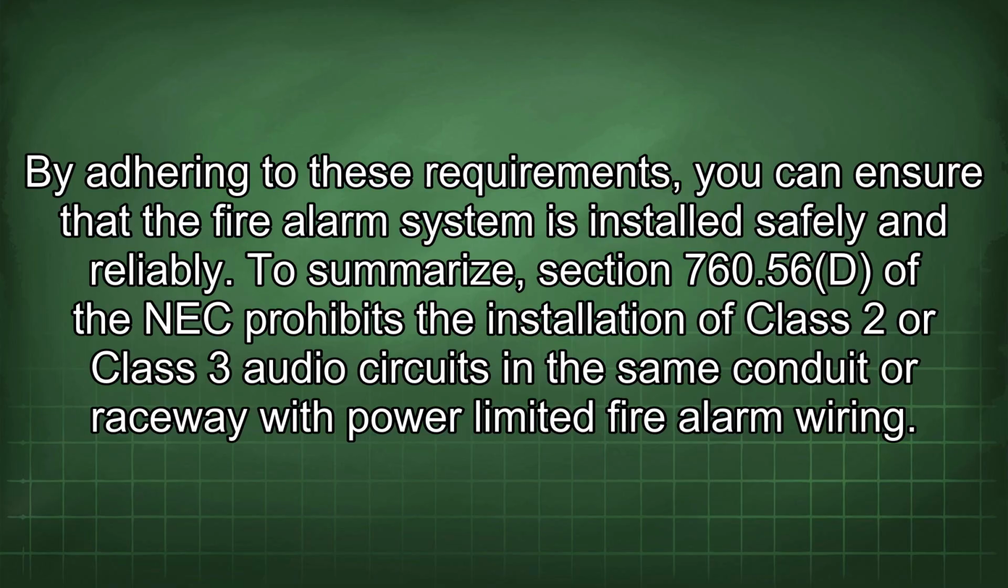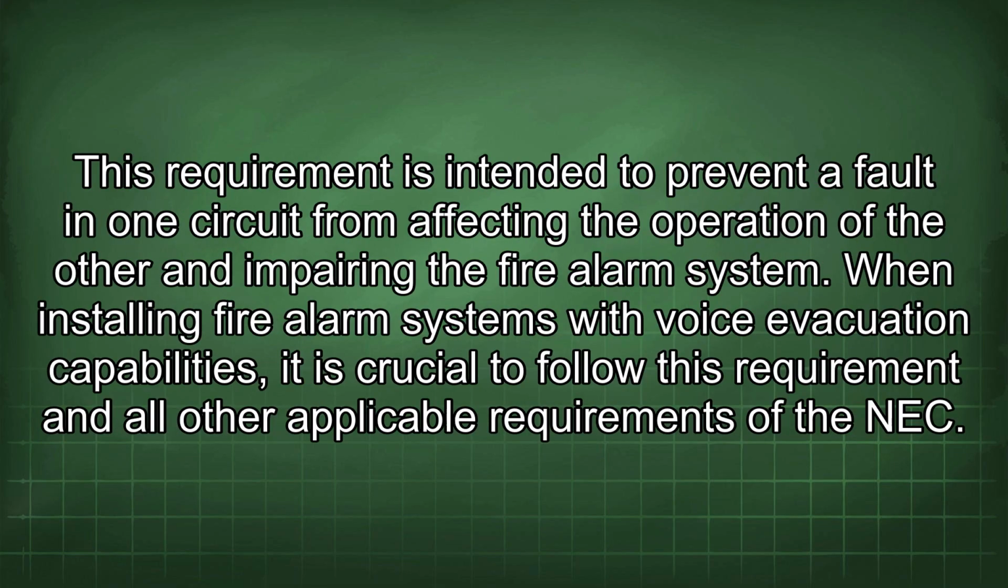To summarize, Section 760.56(D) of the NEC prohibits the installation of Class 2 or Class 3 audio circuits in the same conduit or raceway with power-limited fire alarm wiring. This requirement is intended to prevent a fault in one circuit from affecting the operation of the other and impairing the fire alarm system.